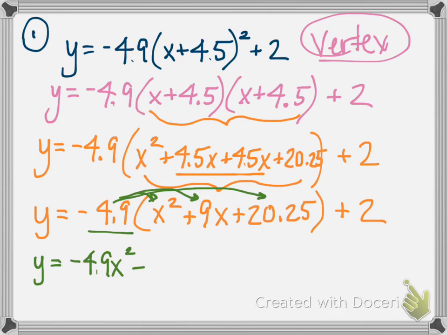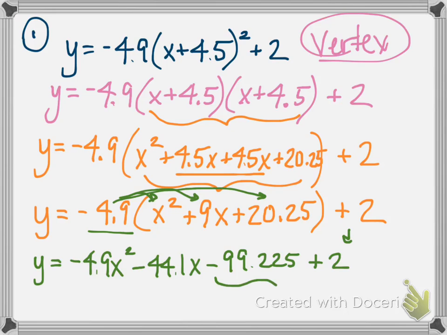minus 44.1x minus 99.225. And then, now that I've multiplied that out, my parentheses are gone, but this plus 2 is still hanging out. So, last thing left to do, just combine these 2 guys here, because those are the 2 constants. I don't have an x squared or an x term.